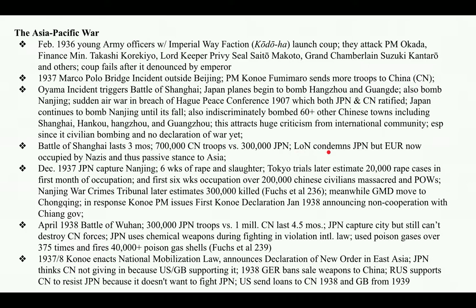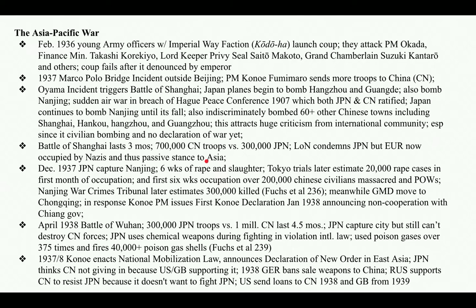The League of Nations condemned Japan at this time, but European nations now had other things to think about. Namely, they were occupied with the rise of the Nazis and fighting the Nazis in Europe, and thus took a more passive stance in Asia.